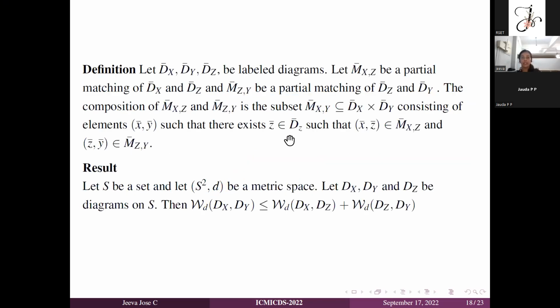And this definition shows how we take the composition of two partial matchings, and it is defined as a subset of M bar XY consisting of elements X bar Y bar such that there exists a Z bar in D Z bar such that X bar Z bar belongs to M bar XZ and Z bar Y bar belongs to M bar ZY. So we can define the composition of partial matching in this way. Then from that we will get the triangle inequality.